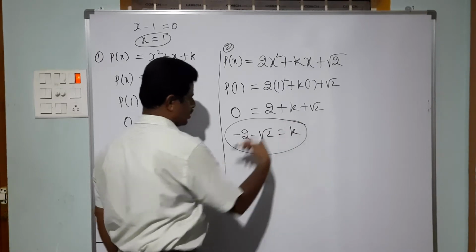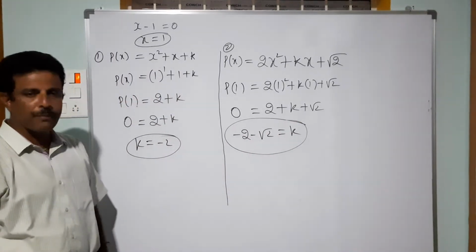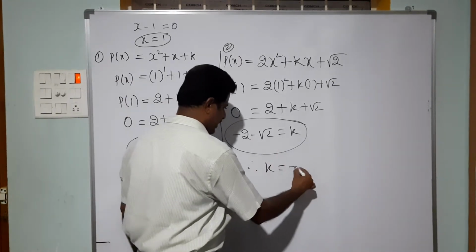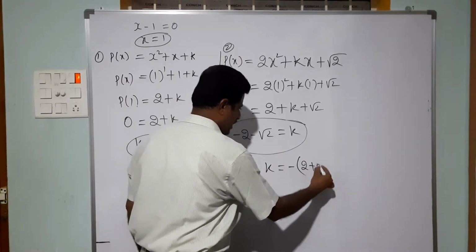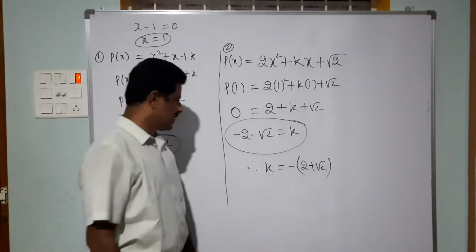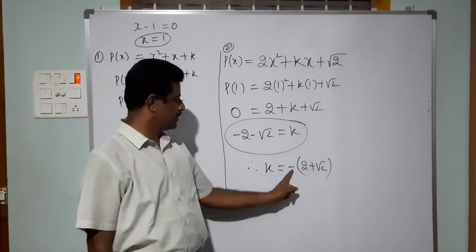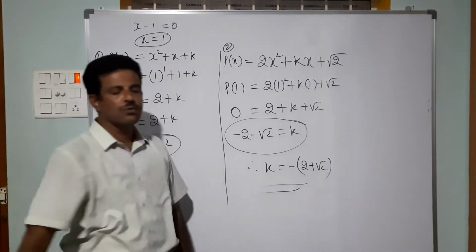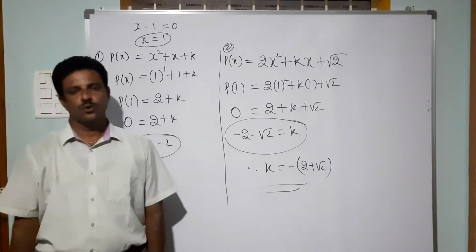Therefore k is equal to minus 2 minus root 2. Properly written; if you want, take the minus comma, and if you take the minus comma, it is 2 plus root 2. Because then you simplify this to get the same result, minus into plus minus, minus into plus minus. Therefore k is equal to minus of 2 plus root 2.